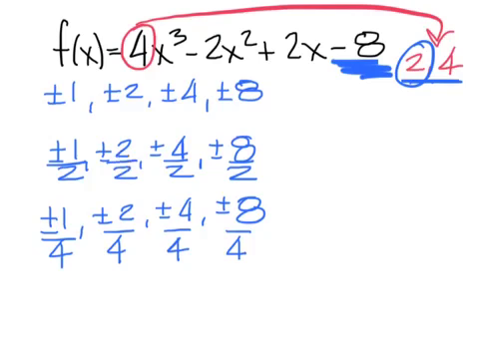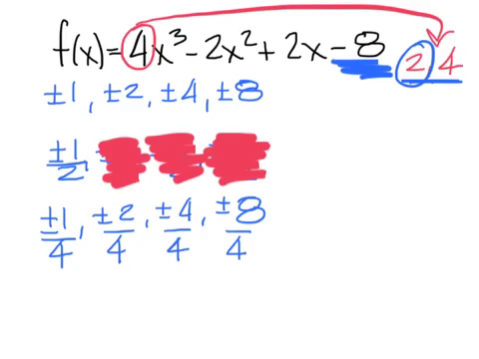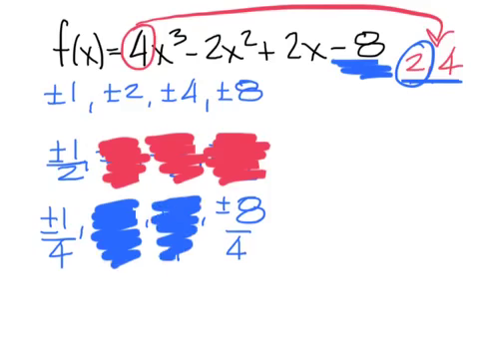What about this one? Yeah, that's a what? 1. What about the next one? Yeah, that's a 2. What about the next one? Yeah, that's a 4. On the bottom, is this going to cancel out? No. What about this one? Yeah, that's a 1/4, so it's gone. What about the 4 over 4? Yeah, it's a 1, and what about the next one? Yep, that's a 2. So you're left with 1, 2, 4, 8, 1/2, and 1/4, plus or minus on each of those.